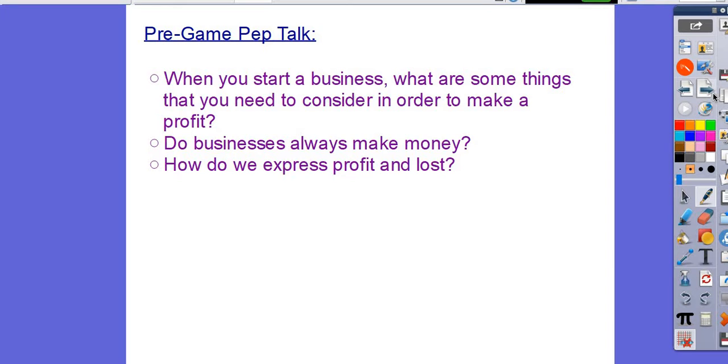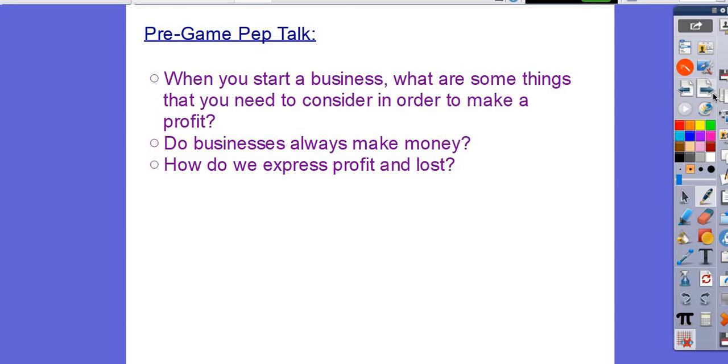Do businesses always make money? No. Toys R Us. Fred's went out of business. Okay. Why are these businesses closing? Are all of them closing because they're not making money? Some of them are closing because they're not making a profit, or are losing money. Others are probably just tired of running the business.